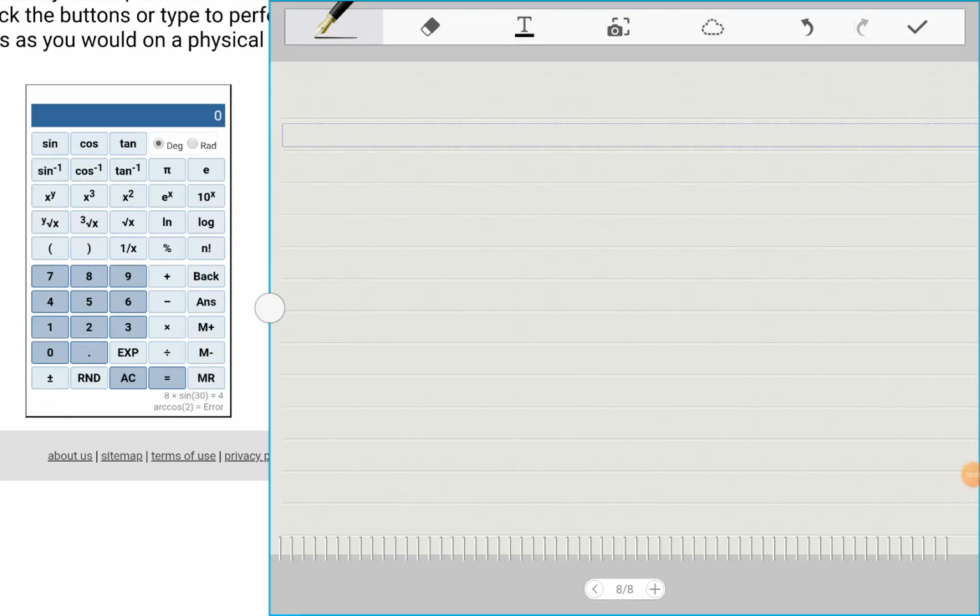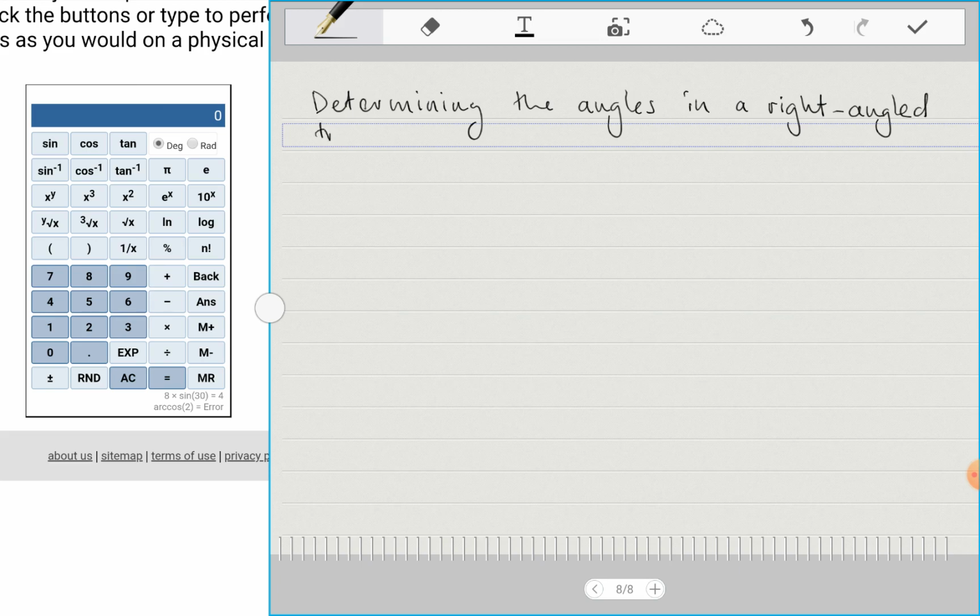Hi, so in this video we're going to be determining the angles in a triangle, more specifically in a right angle triangle. Let's say you've been given the lengths of the sides of a triangle, and you want to find out what that angle is inside between the lengths. So an example of what I'm talking about would be something like this.